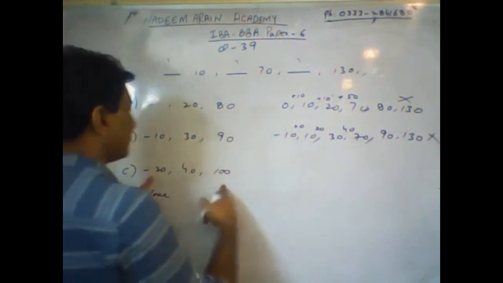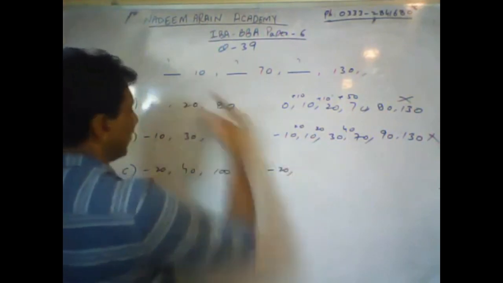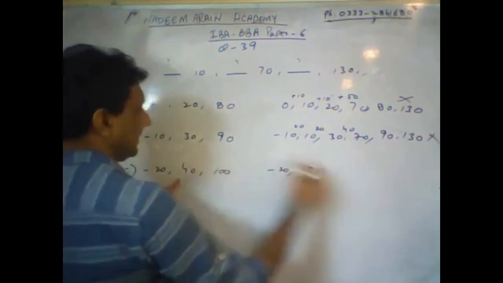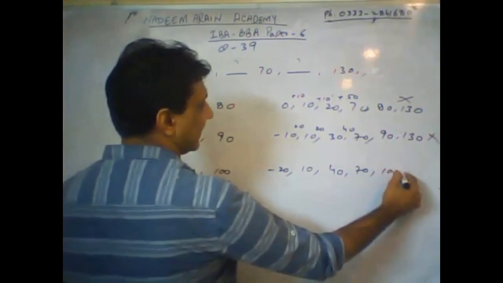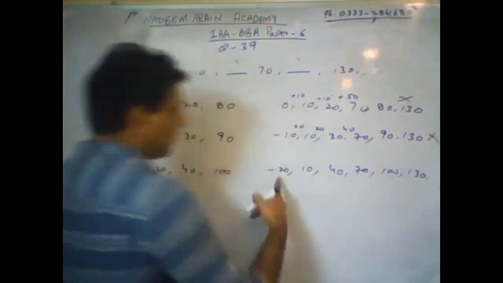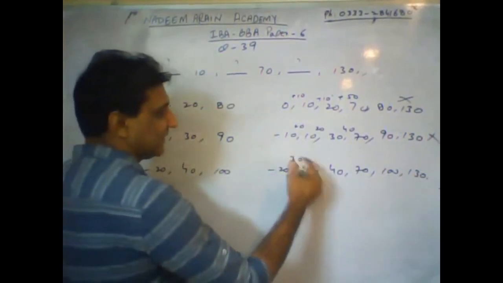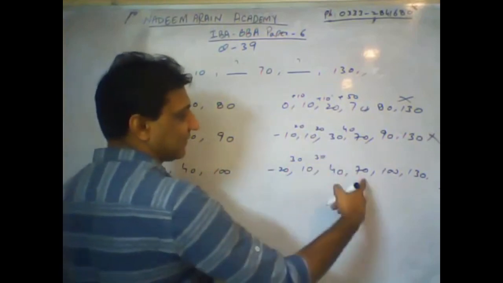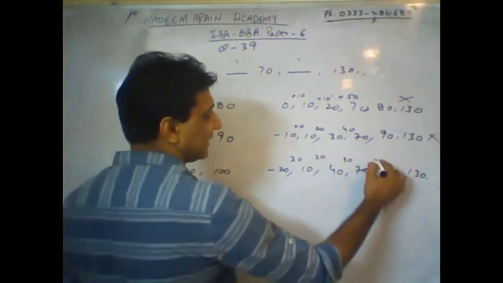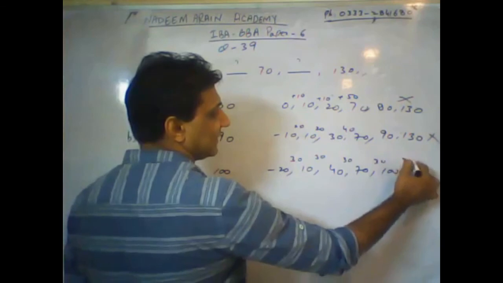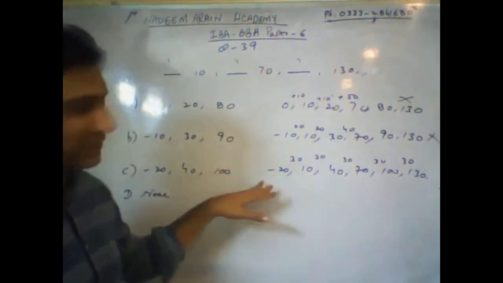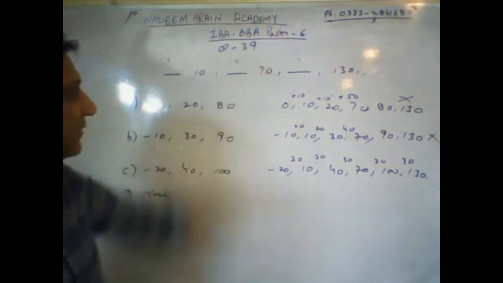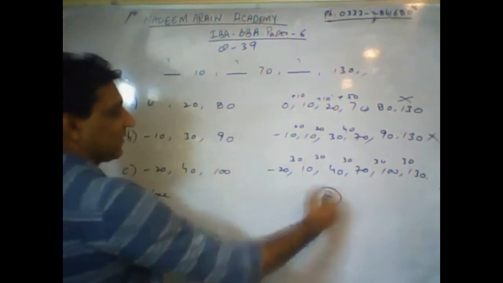Now we'll try the third option: minus 20, 10, 40, 70, 100 and 130. Minus 20 to 10, the difference is 30. 10 to 40, the difference is 30. 40 to 70, 30. 70 to 100, 30. 100 to 130, 30. Yes, the difference is the same. So this option satisfies the arithmetic progression. So option C is the correct answer.